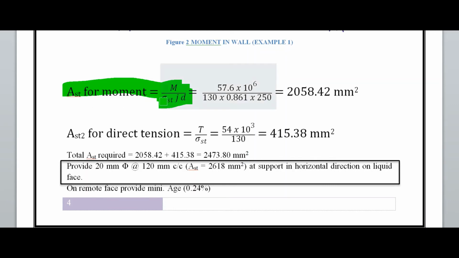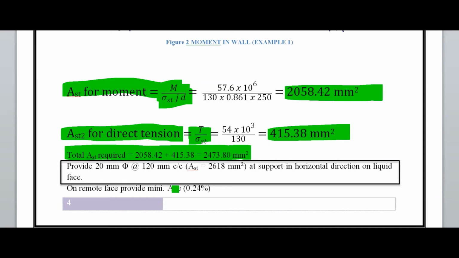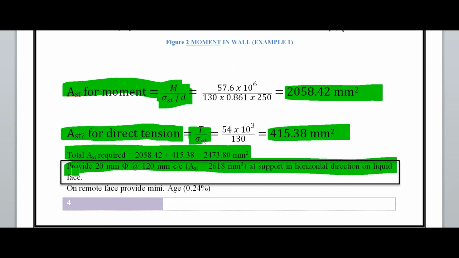So AST for a moment is 2058.42, and AST2 for the direct tension is T by sigma st, where T is the tension given, so 415.38 mm square. So the total AST required is the summation of both values, right? So 2473.80 mm square. So by SP60 we can provide 20 mm diameter at 120 mm center to center at the support in the horizontal direction on the liquid phase.